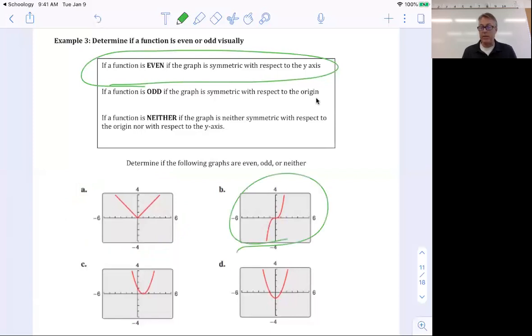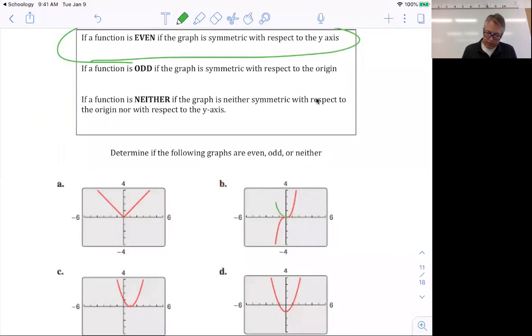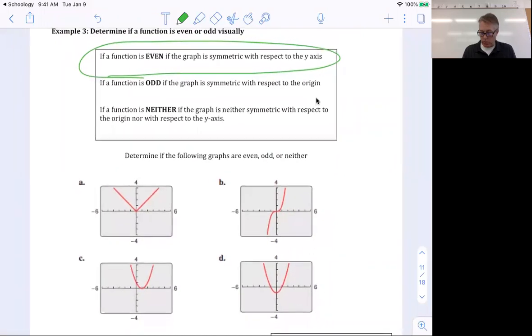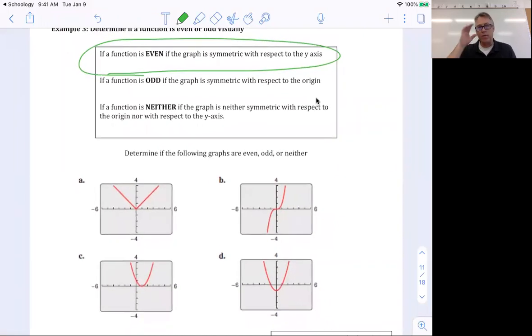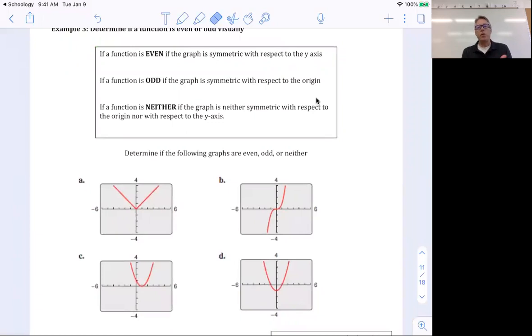Because if you fold it up, the left side lines up right on top of the right side. Okay, that is not. Because if you folded that up, that left side would look like that. It doesn't line up directly on the right side. So a function is even if it's symmetric about the y-axis. When you fold it, both sides line up on top of each other. Fold it along the y-axis.